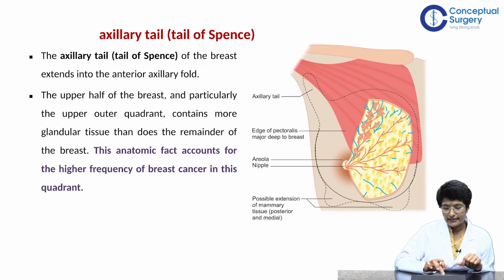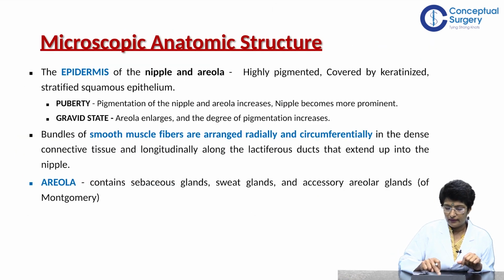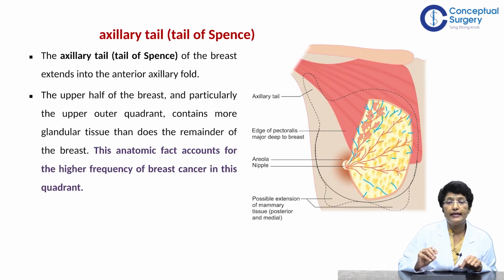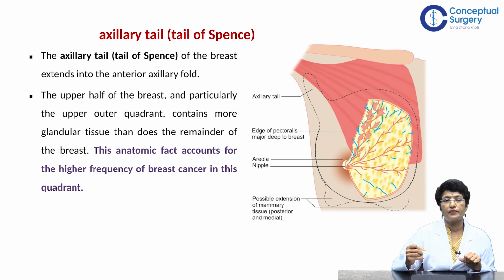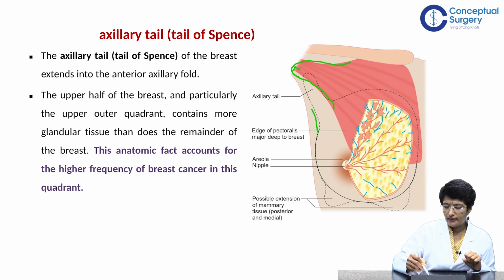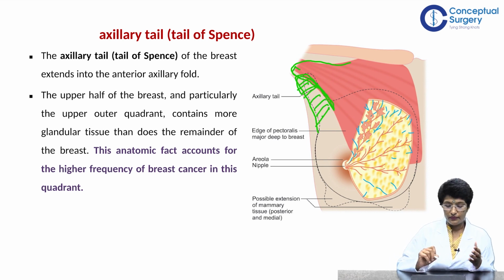Then there is this extension of the breast into the axillary tail, which is also known as the axillary tail of Spence, and it extends into the anterior axillary fold. That is essentially the area. So this is where the tail is going in. Okay, so that's the axillary tail if you look at it from the front.